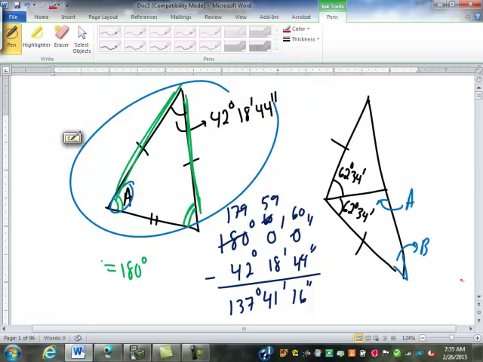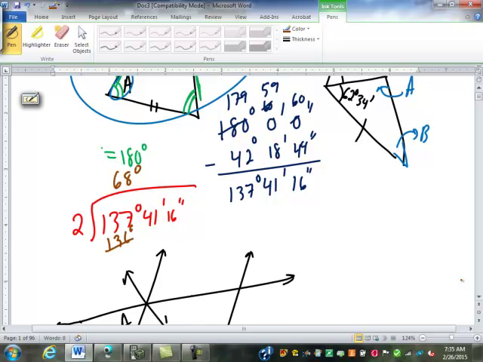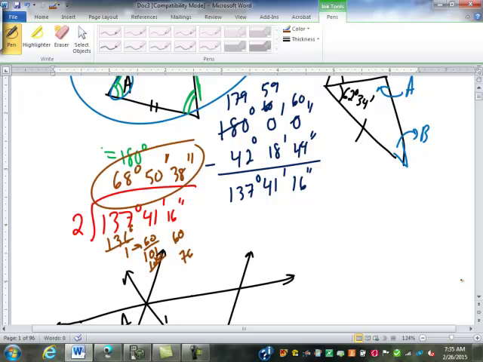And then what do we have to do to that? Divide it by 2. So 2 goes into 137 68 times. That's 136. So that leaves 1 degree, which becomes 60 minutes. So 101 divided by 2 is 50, which leaves 1 minute, or 60 seconds. So 76 seconds divided by 2 is 38 seconds. So 68 degrees, 50 minutes, 38 seconds. Sound right? How many came up with that?